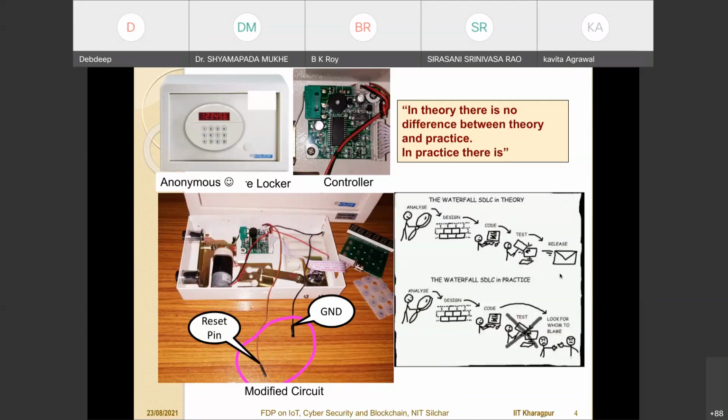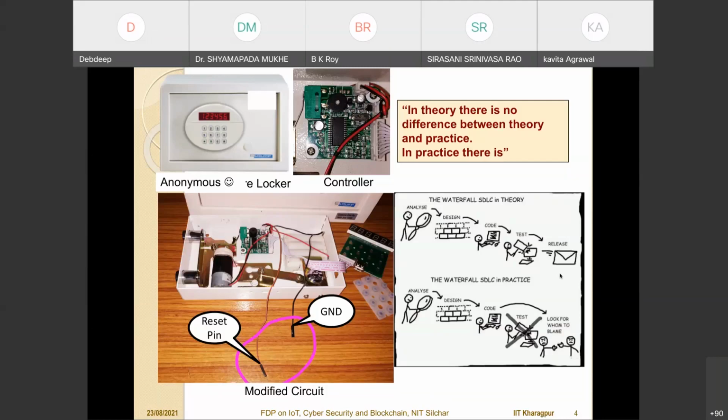As a fun exercise, we bought one of these lockers and found that if you open up the front panel, which is not very difficult to do, there are two pins inside this circuit: the reset pin and the ground pin. Apparently, if you connect them together, then the pin gets zeroized. This is a very simple example to show that there is often a gap between what you design and what you practice.